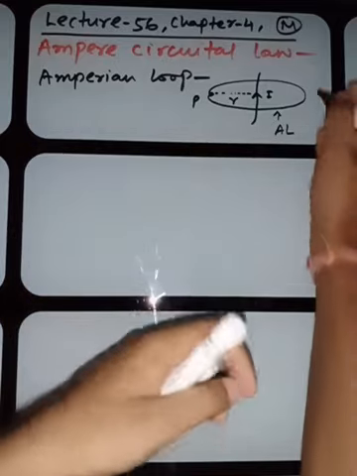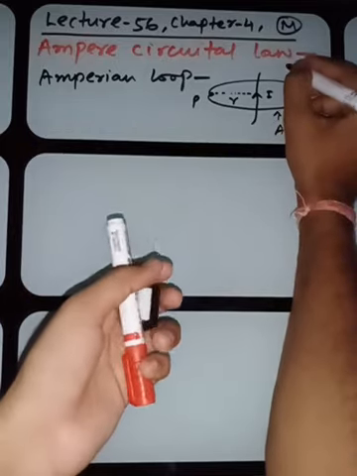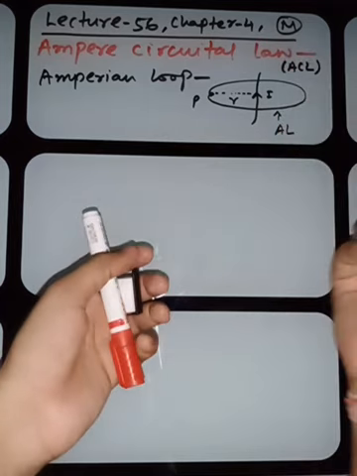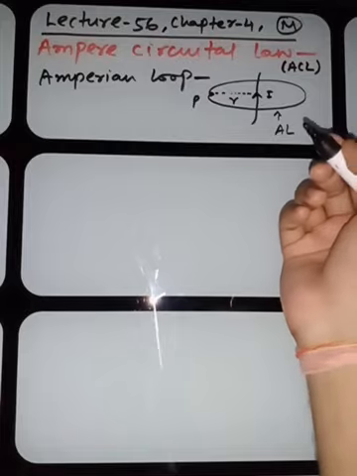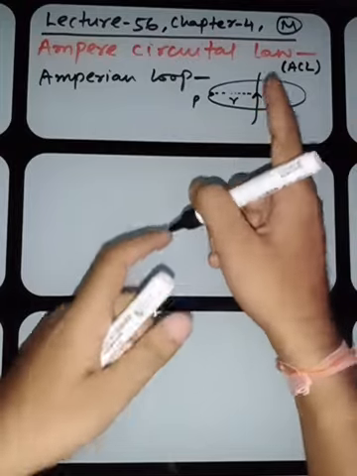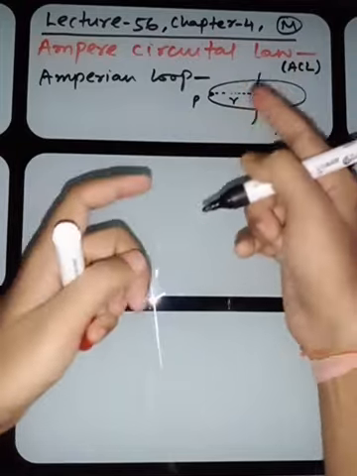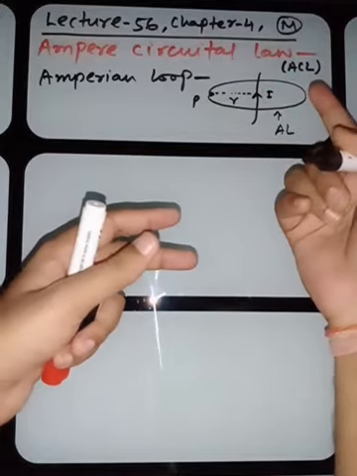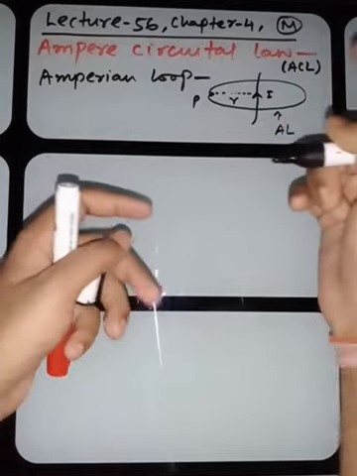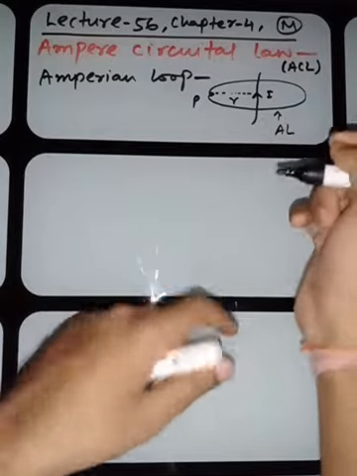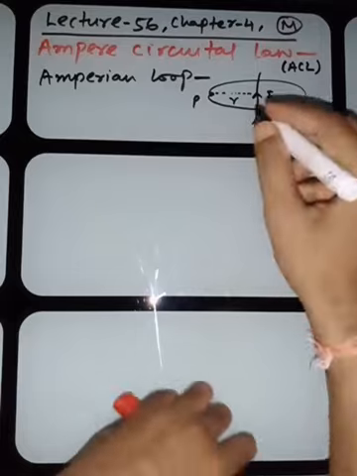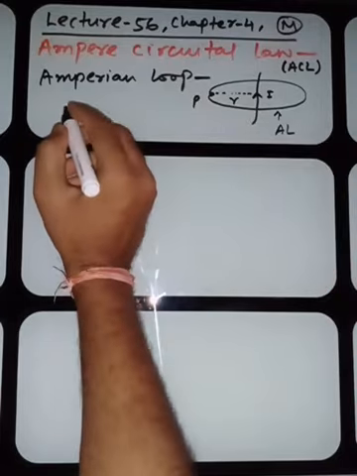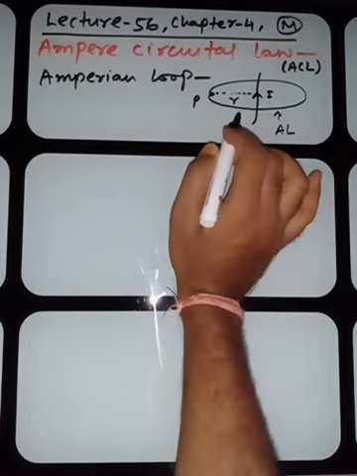This is a very important condition for applying Ampere Circuital Law. In short, we say ACL, Ampere Circuital Law. So the current should be constant, that is steady, not fluctuating. With further study we will see that Ampere Circuital Law also works where the current changes, but there are certain conditions. Now you should write the concept of the Amperian loop.